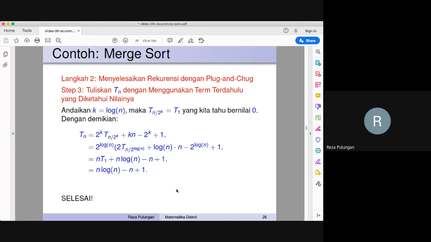Okay? So I think that's it. So I have already shown you 2 examples right now of how to use plug and chug.